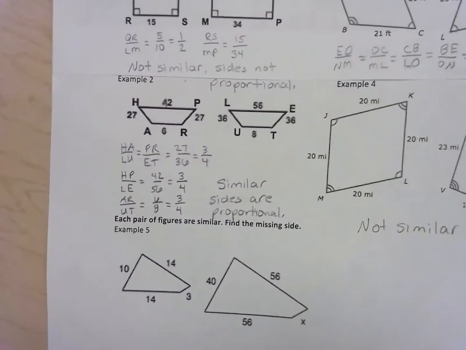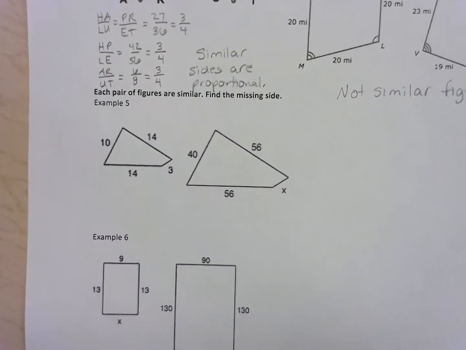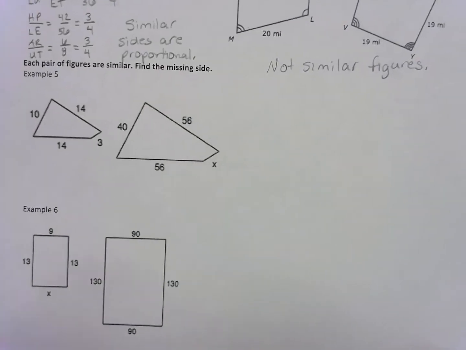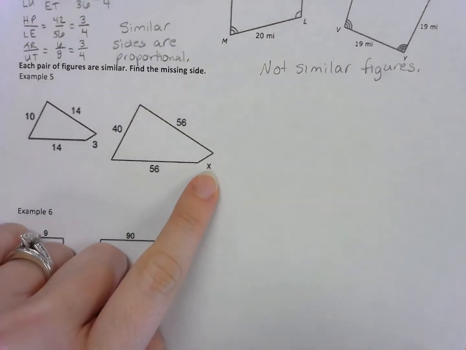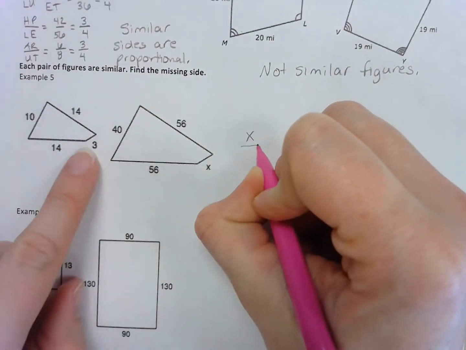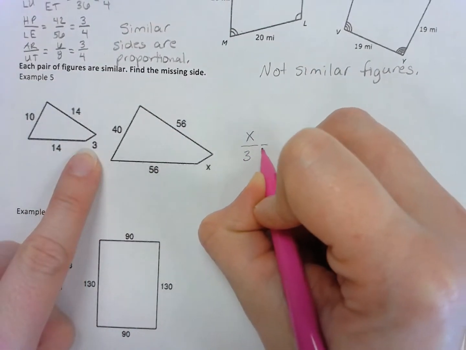Let's look at example 5. Each pair of figures are similar. We're going to find the missing side. Because we know the sides should be proportional, we can set up an equation to solve. I prefer to always start with my missing value first and then match it with its corresponding side, so 3.